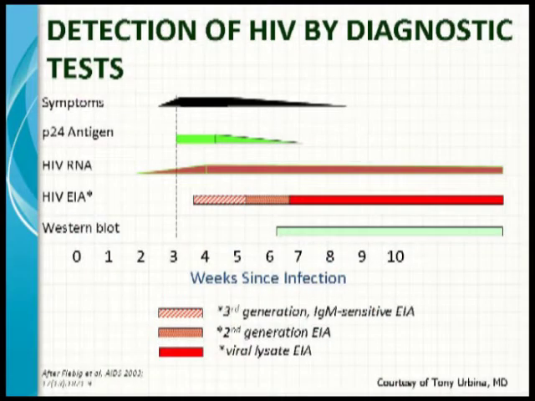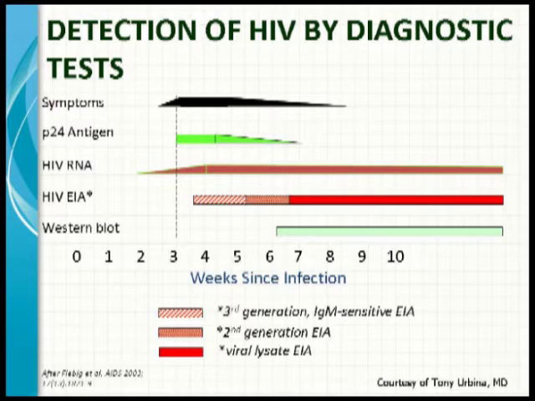This is the timeline. After exposure, the first thing that will come up is the RNA. We usually can't detect that because there is only one test that's approved for screening with RNA, and it's usually just not readily available. Then the symptoms come in. Then you start to measure P24 antigen, okay? And then the antibody, the third, second, and first generation testing.